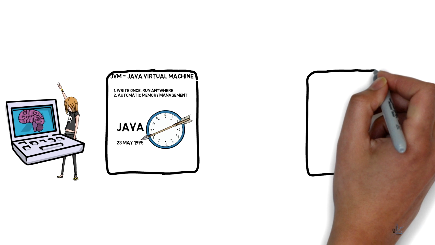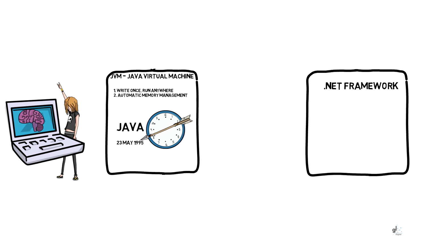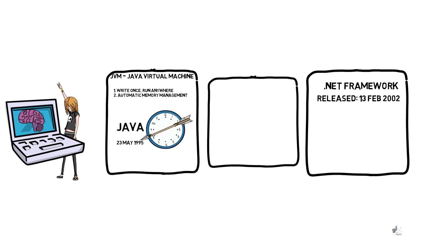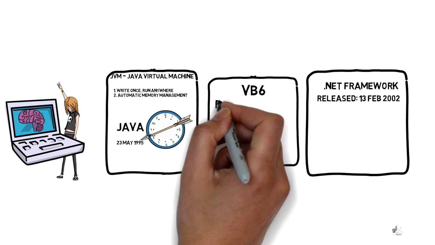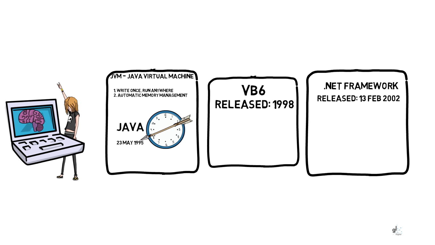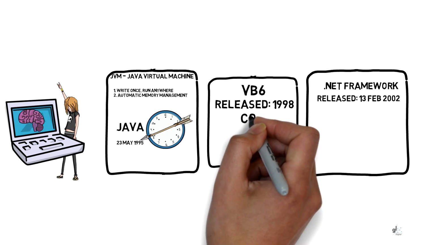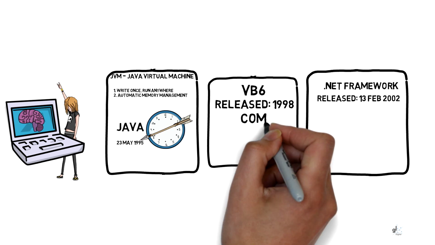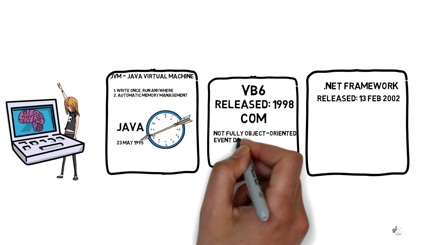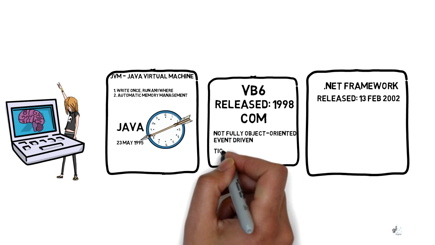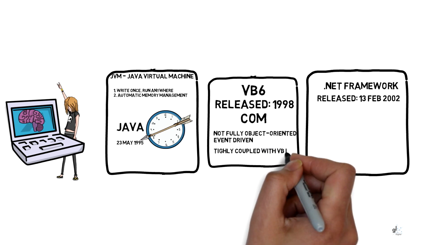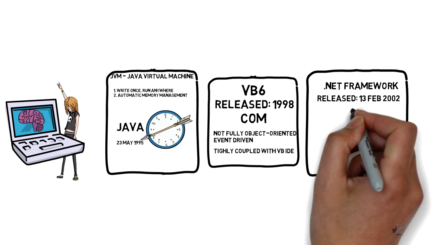Before .NET Framework was released by Microsoft on February 13, 2002, Visual Basic 6 had been released in 1998. Visual Basic is a third-generation, event-driven programming language developed for Microsoft's Component Object Model, COM. The first version of Visual Basic was released in 1991. Visual Basic was not a fully object-oriented language and was event-driven. It was also tightly coupled with the Visual Basic IDE.